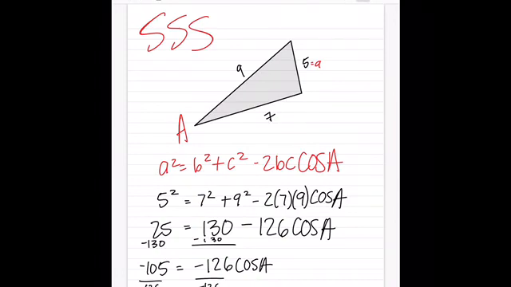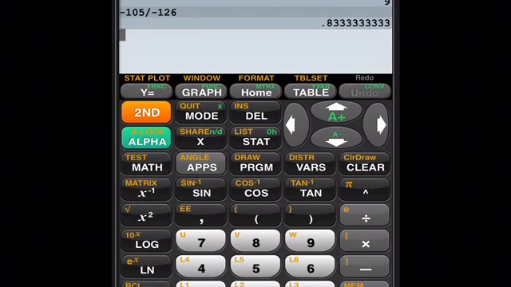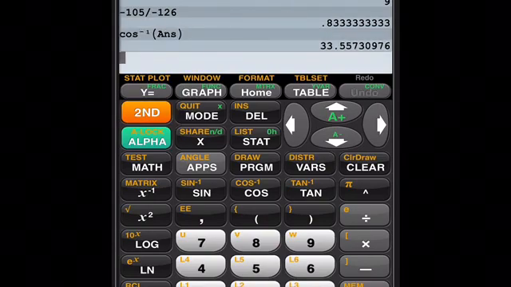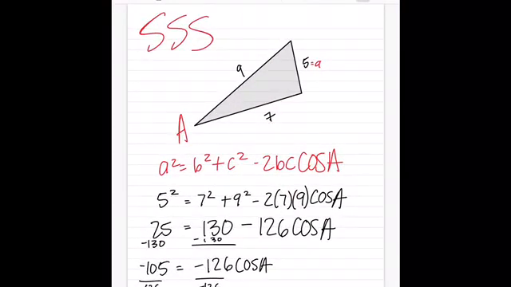Because these are both negatives, my answer will come out positive. But I wanted to get 0.8333333 in my calculator, because I then do second cosine to put the answer from the previous question in there. We get an angle of, rounded to the nearest whole number, 34. So A is 34 degrees. That's going to be this angle here, 34 degrees.